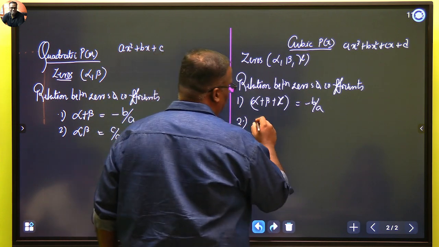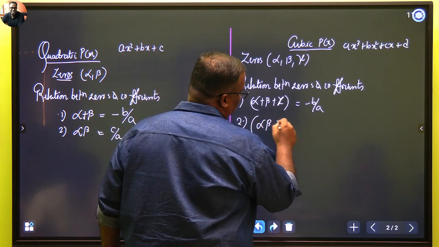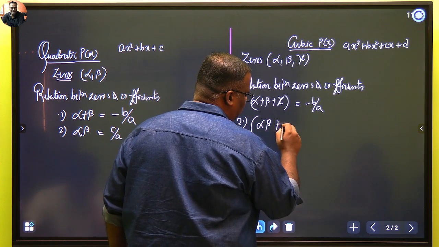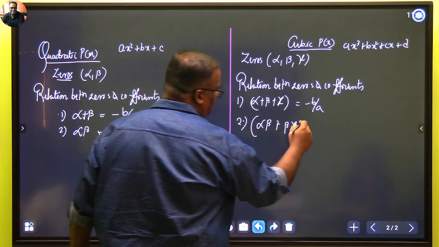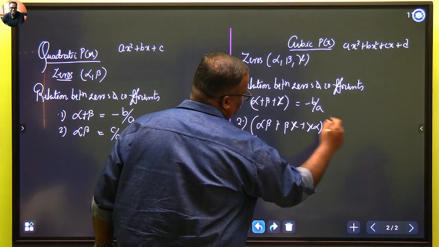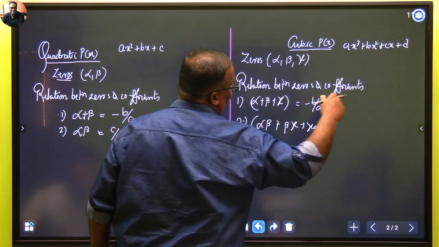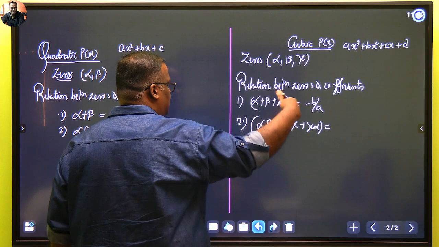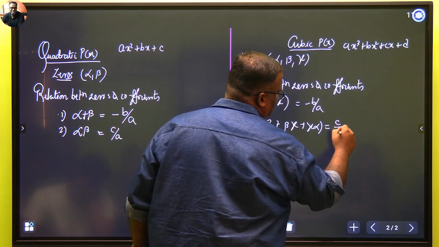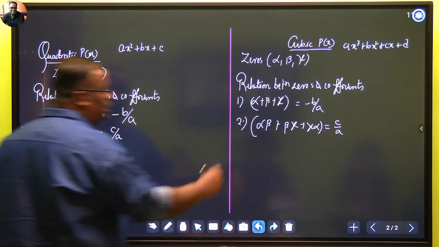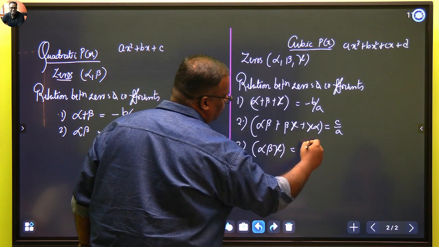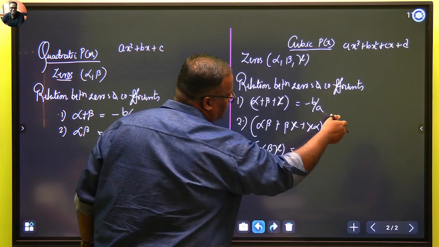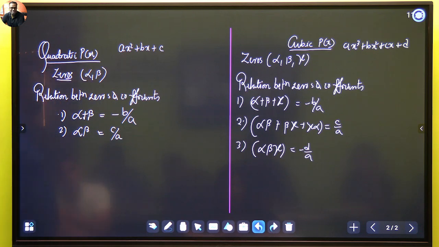इसमें सेकंड वाला हमारा होता है sum of product of the two roots, product of roots taken two at a time, sum of product of roots taken two at a time plus gamma alpha is equal to... now minus, the next after b comes c, so it will always alternate plus, minus. So it becomes c upon a. ठीक है, and then the third one comes product of roots alpha, beta, gamma. Now it will be always d by a, minus, plus again negative. Understood? Better understand.